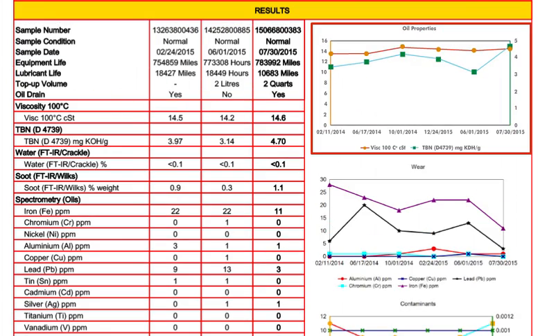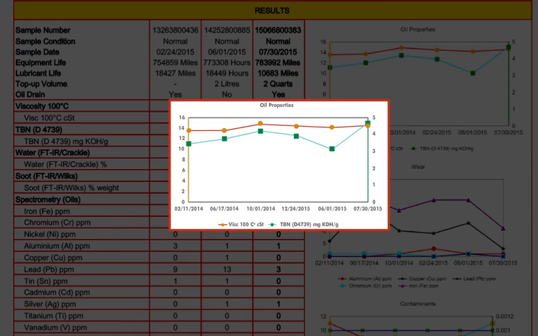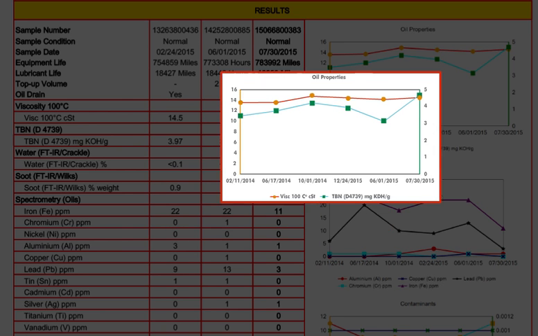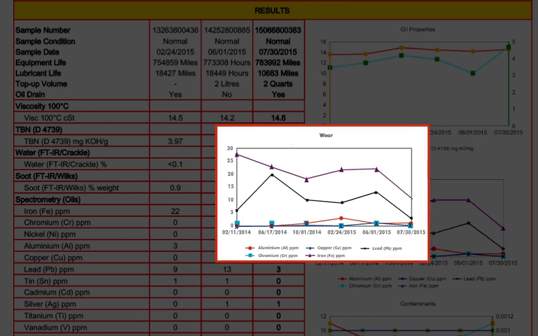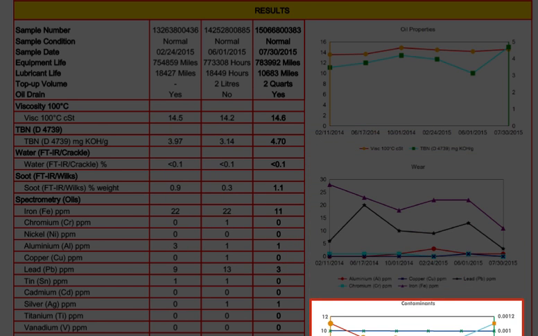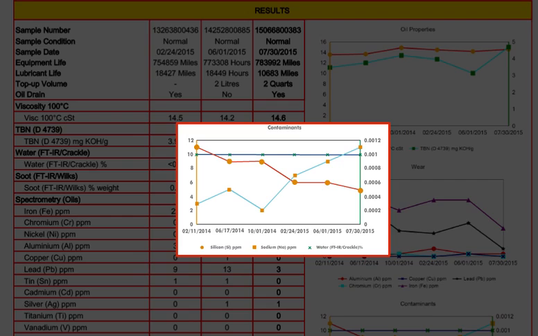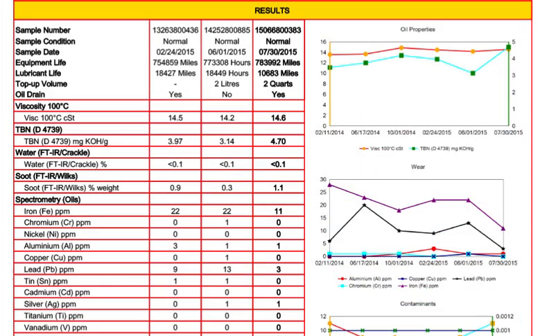Some of the data is also presented graphically. Oil properties such as viscosity and oil degradation are plotted to show trends. Key wear metals like aluminum, copper, lead, chromium, and iron are plotted to determine if they are increasing, decreasing, or stabilized. Finally, contamination such as silicon, sodium, and water is plotted to indicate if levels are undesirable.